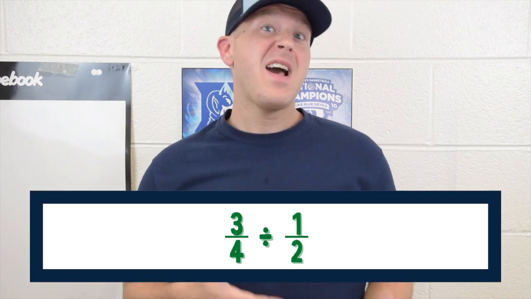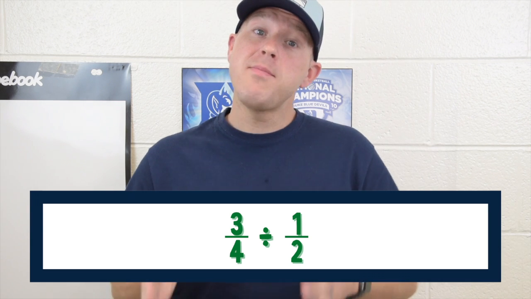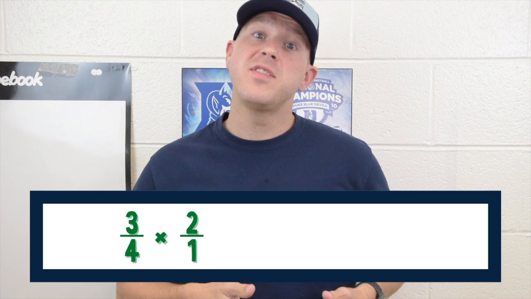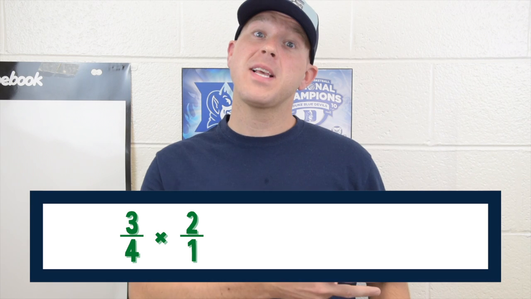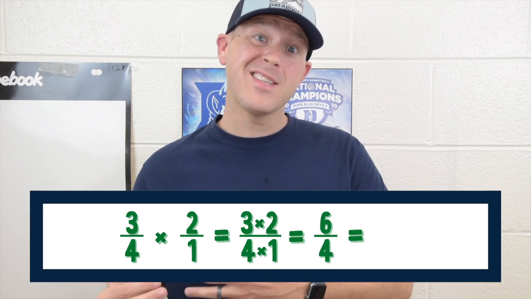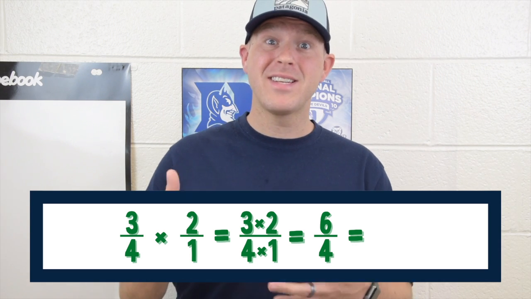Alright, so for example, if I have 3/4 divided by 1/2, well, I'm going to keep 3/4 the same. That's my keep part. I'm going to change division to multiplication, and I'm going to flip my 1/2 upside down, so it's going to become 2/1. And so now I just have multiplying fractions. I multiply straight across. So 3 times 2 is of course 6. And 4 times 1 is 4. So my answer is 6/4.